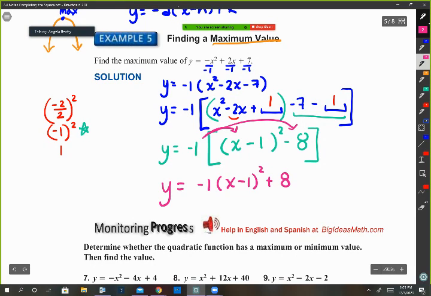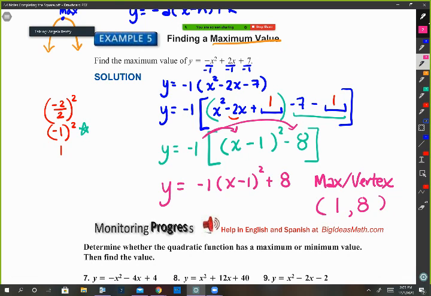So now when I look for that max point, or the vertex point, however we want to write that, we're going to do that same idea. We're going to take the opposite of what's inside. So the opposite of -1 is +1, and the number on the outside is 8. If I was to graph this in the calculator, my highest point would be (1, 8). Do we feel okay about that? Any questions?